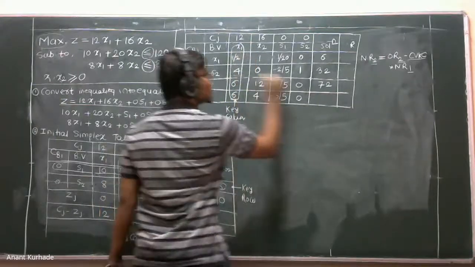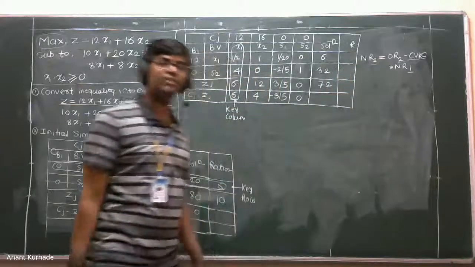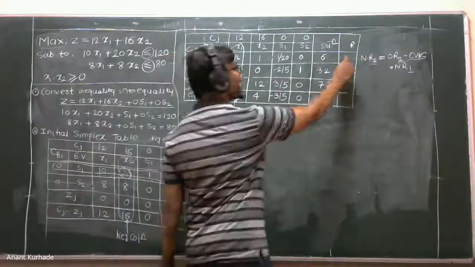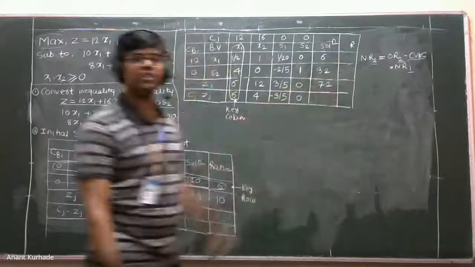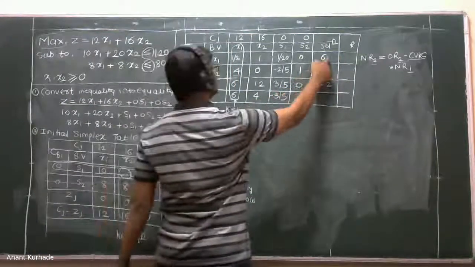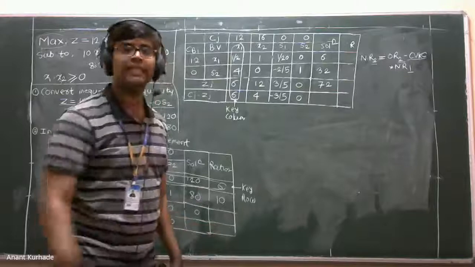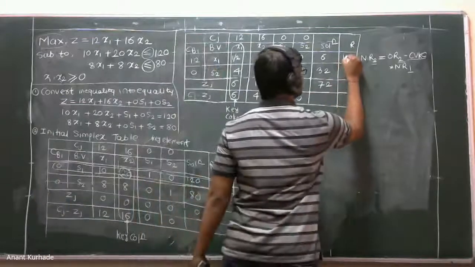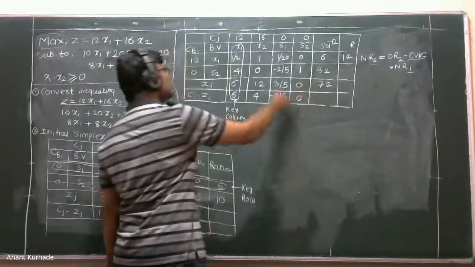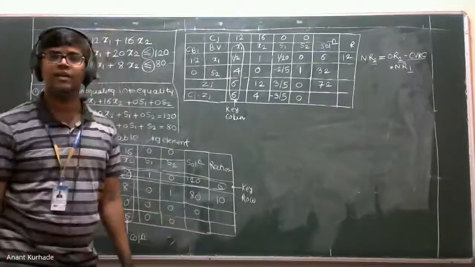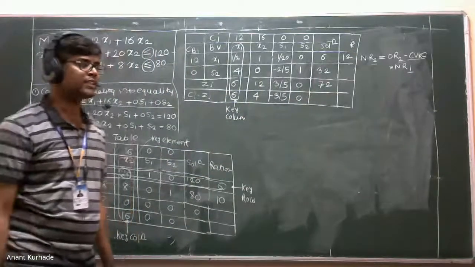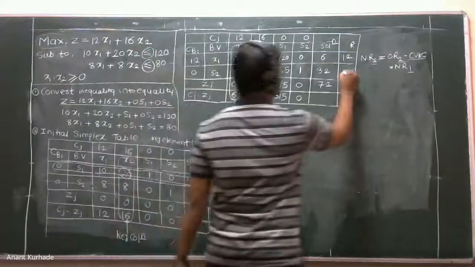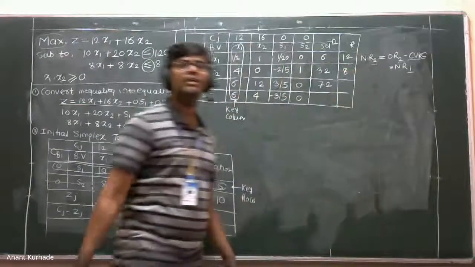Now, how to find out key row? For this, what we require? We require values of R. What is the value of R for first row? It is 6 divided by 1 upon 2. It is 12. Now, 32 divided by 4, 32 upon 4. It is 8. Which one is minimum? Second row.